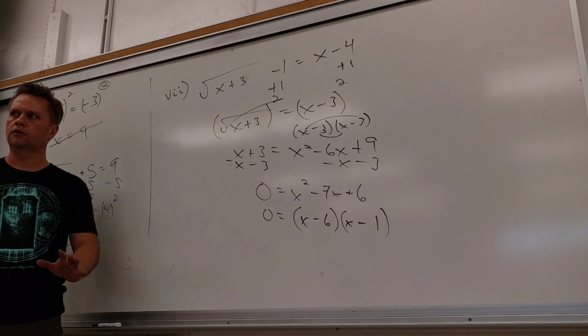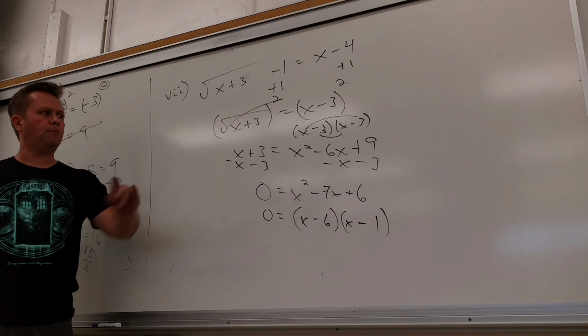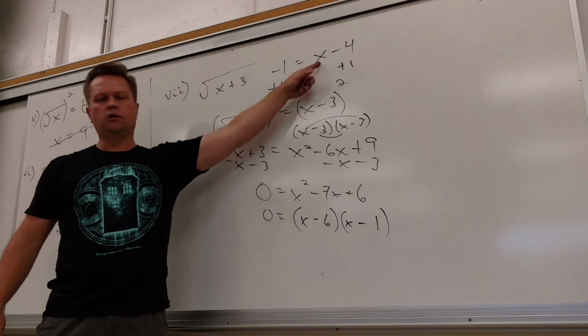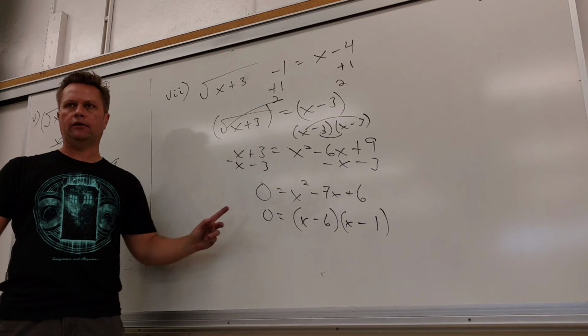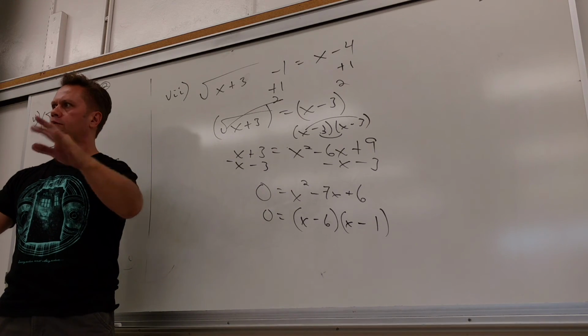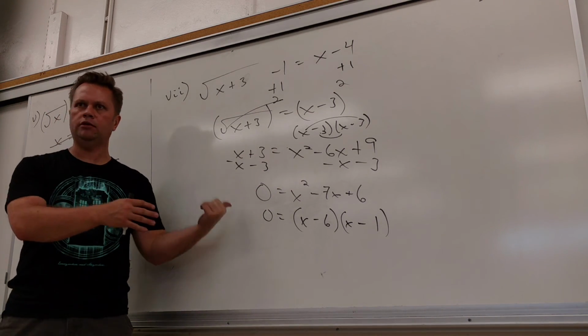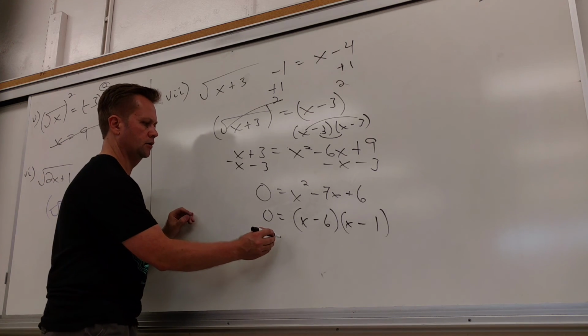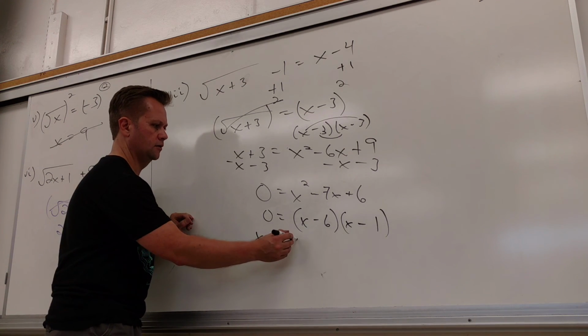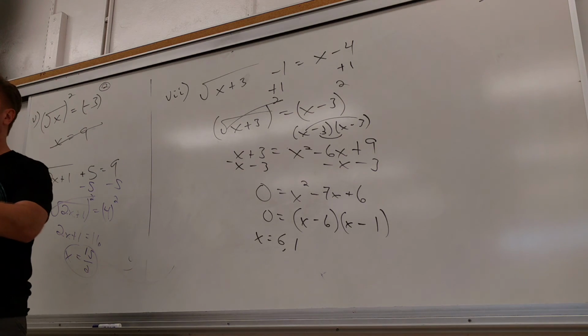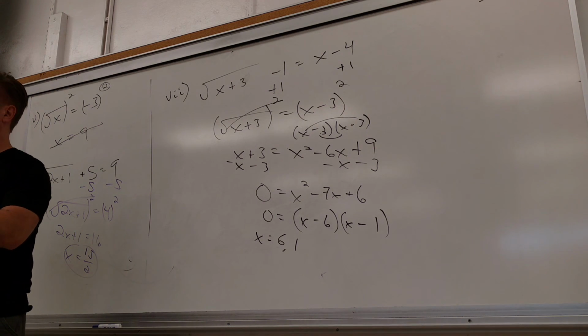Let me stop there for a second. This is going to happen when there's an x over there. You're going to get x squared business. You're going to have to get it equal to 0. That's why we learned that whole thing, because who knows when that could happen. It happened here. So I get x equals 6 and 1. Before I circle those, I got to make sure they work.